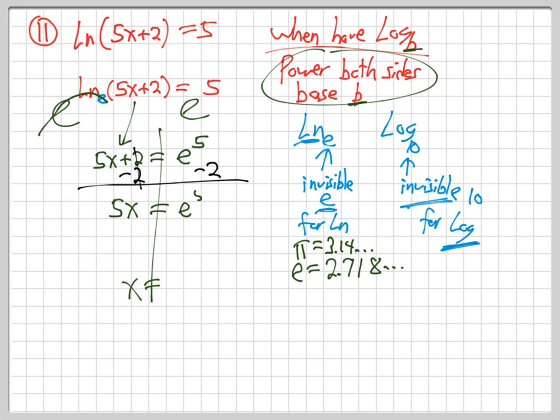5x is e to the 5th minus 2. Last step to get x alone: divide by 5. There it is. So now you need to hit the buttons on your calculator. The e button is right above the natural log, so you probably have to hit second, natural log, to get that e to the 5th. And make sure you hit equals when you're done with the numerator before you divide by 5.